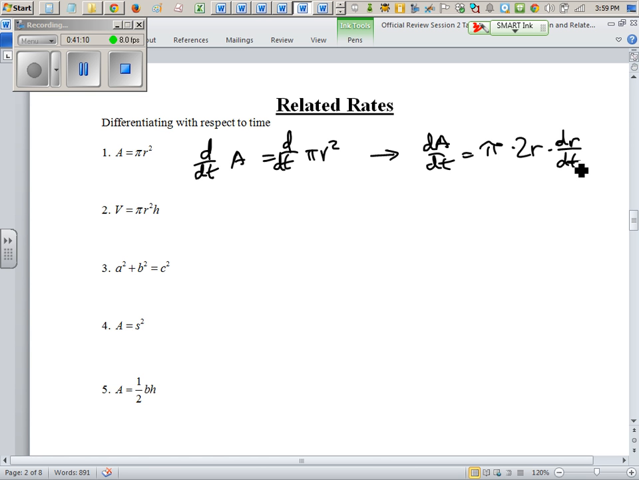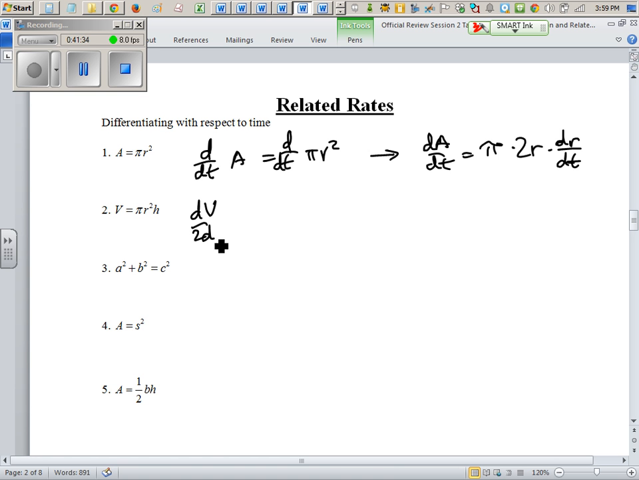So if I ask you what's the derivative of pi r squared, you might be tempted to say 2 pi r, but remember, the chain rule is in effect, right? You need to take the derivative of r also, just in case it's changing. So basically it's 2 pi r, but it has a dr/dt. Okay?